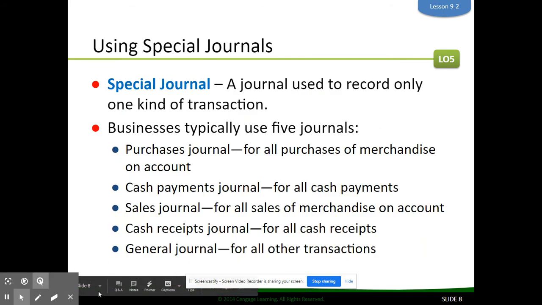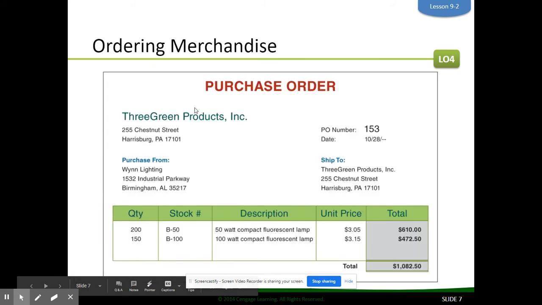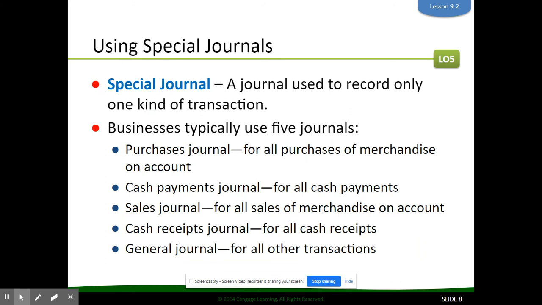Sorry, let me go back real quick. So, the different parts of the purchase order, it has the name of the company, who you're purchasing from, it has a PO number, who you should ship it to, it has quantity, stock numbers, description, total prices, all of those things. So, this is an example of a purchase order that we will be using for transactions that we'll be dealing with in a little bit.